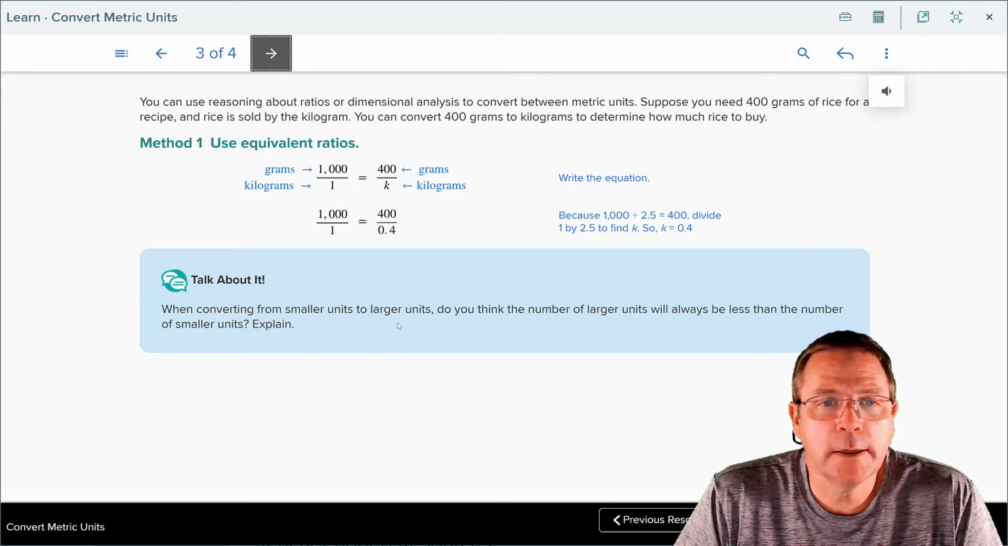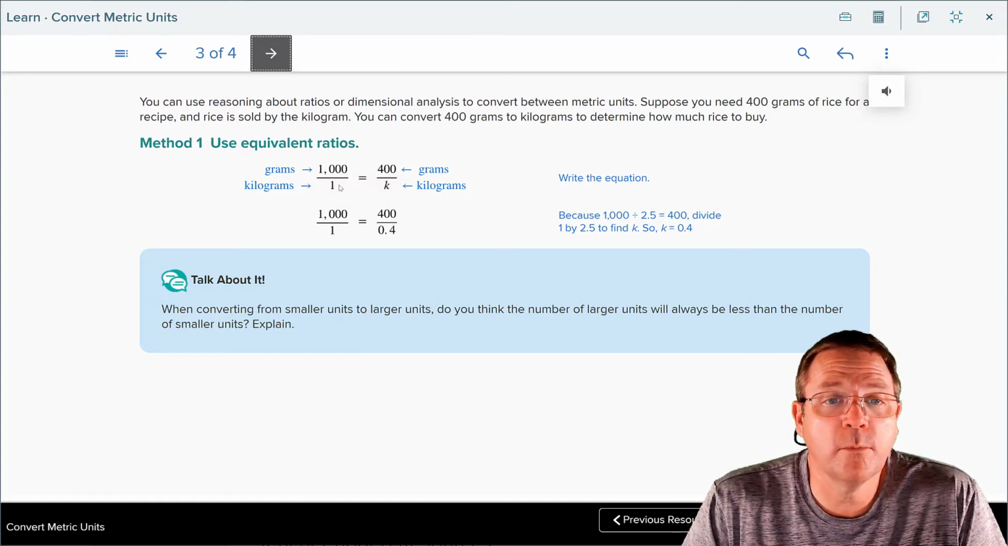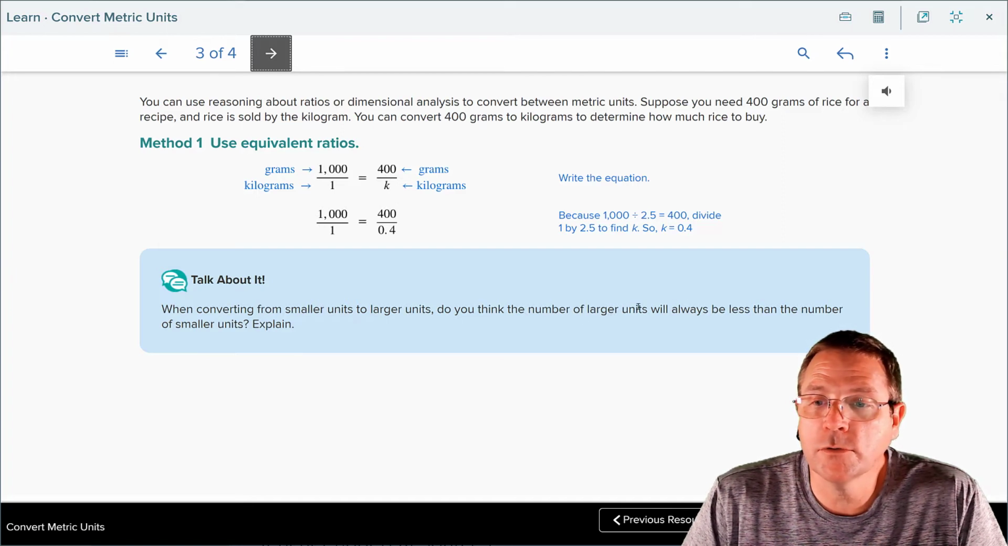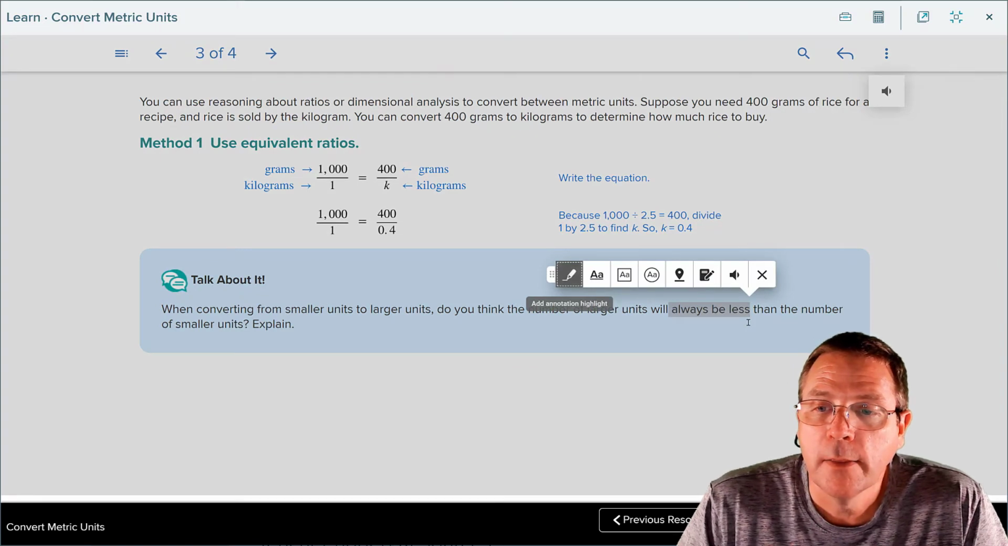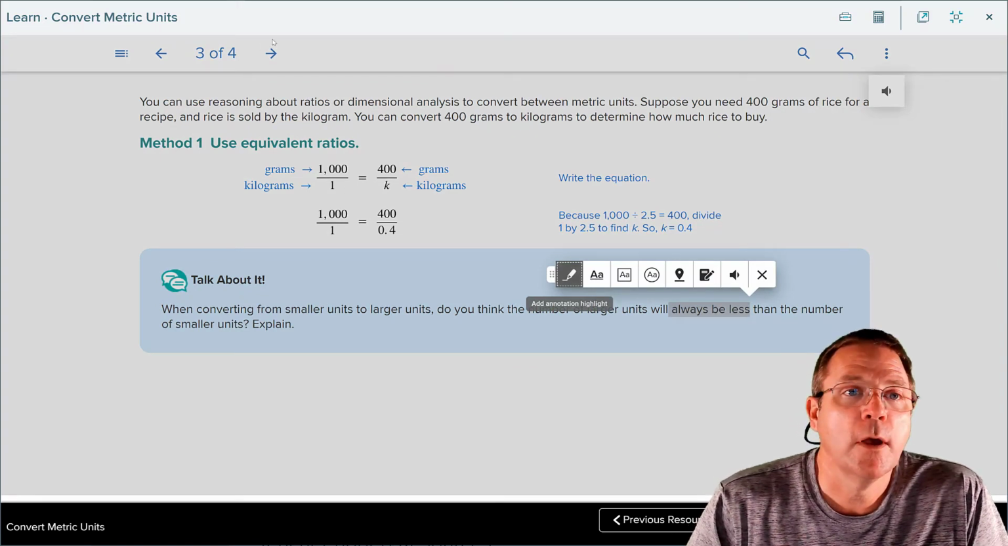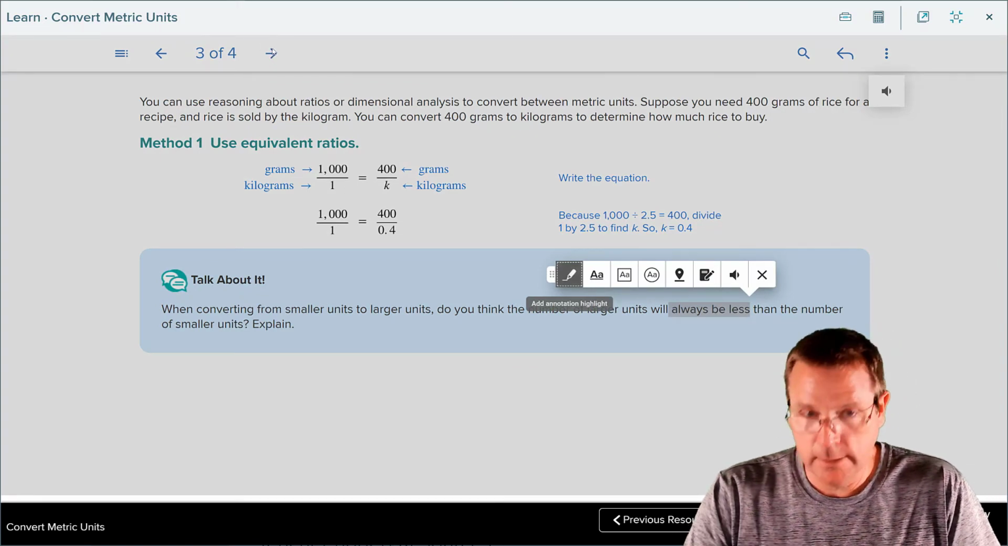Alright, did you get it done? The answer to that is going to be yes, because you can see grams are smaller than kilograms, and we went from 400 grams down to 0.4 kilograms. That means that the number of the larger units is indeed going to always be less than the number of the smaller units. Moving on to our next slide.